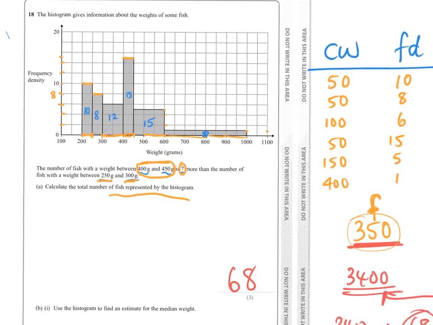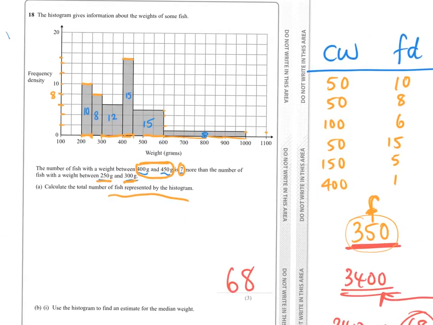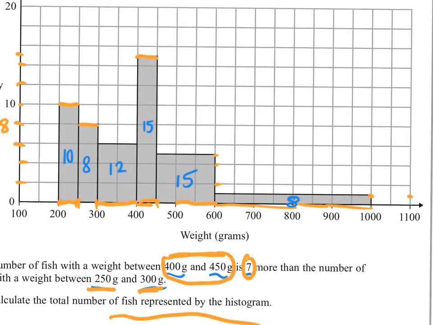Now if we want the median, doesn't that mean that if we have 68 fish, there's going to be 34 this side and then 34 this side? So we want to go to the 34.5 value. So how do we get to 34.5?